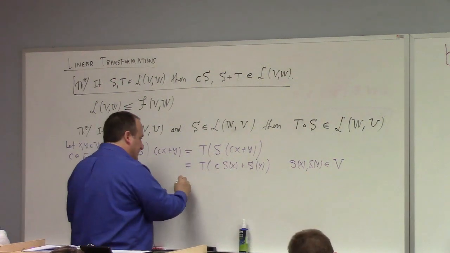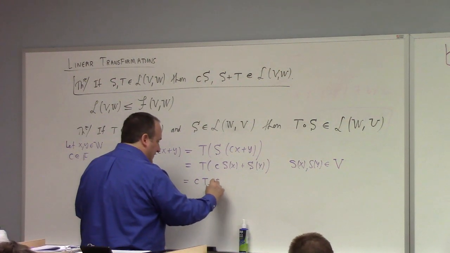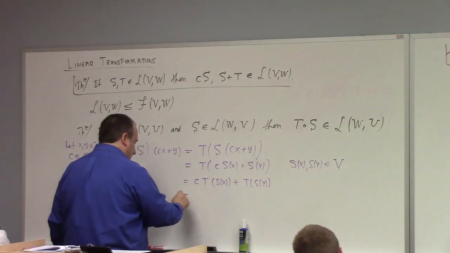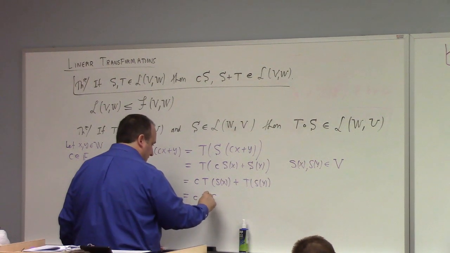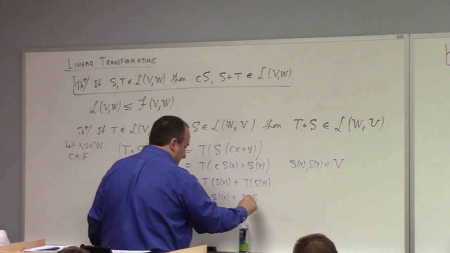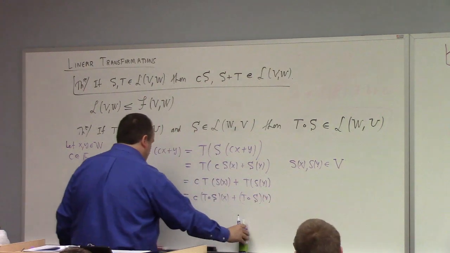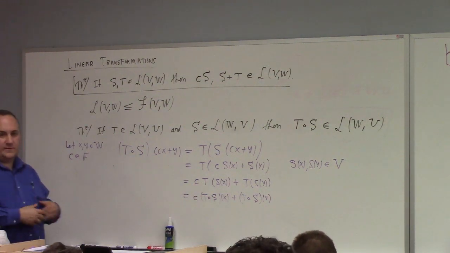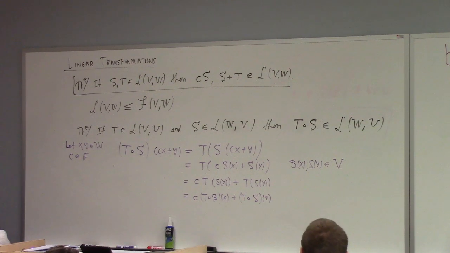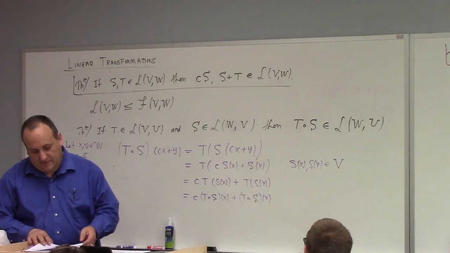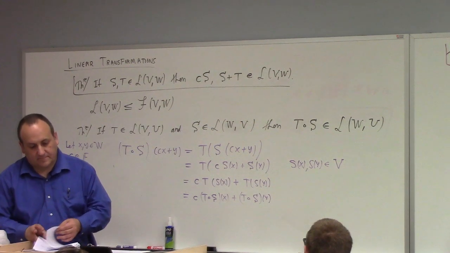And then we use linearity of T, and we get C times T of S of x plus T of S of y. Which gives me, lo and behold, C times T composed with S of x plus T composed with S of y. Which is exactly what we want to see for the composite to be linear. So the composition of linear transformations is, again, a linear transformation. The sum, the difference, the scalar multiple of linear transformations is a linear transformation.